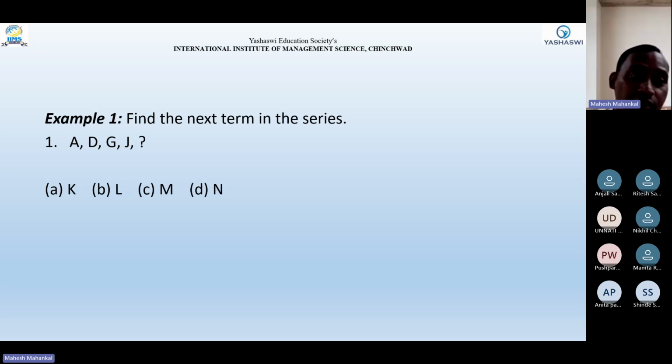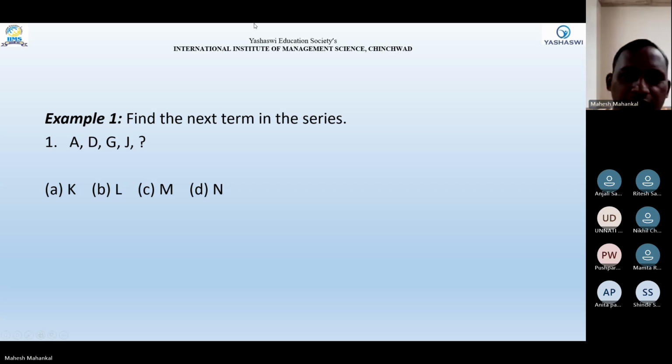Like the alphabets given to you. Example: find the next term in the series A, D, G, J, and what comes next after J. Take a pen and paper, write A, D, G, J, and find what comes next. How many letters are the gap between A and D? B, C, two letters. Likewise, between D and G, E and F, two letters are the gap. Likewise, what comes next?